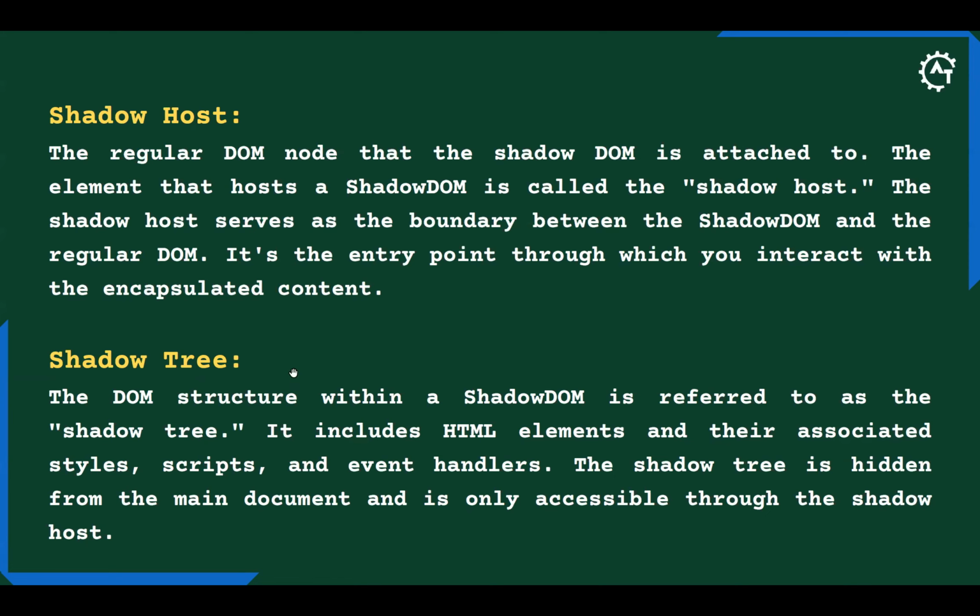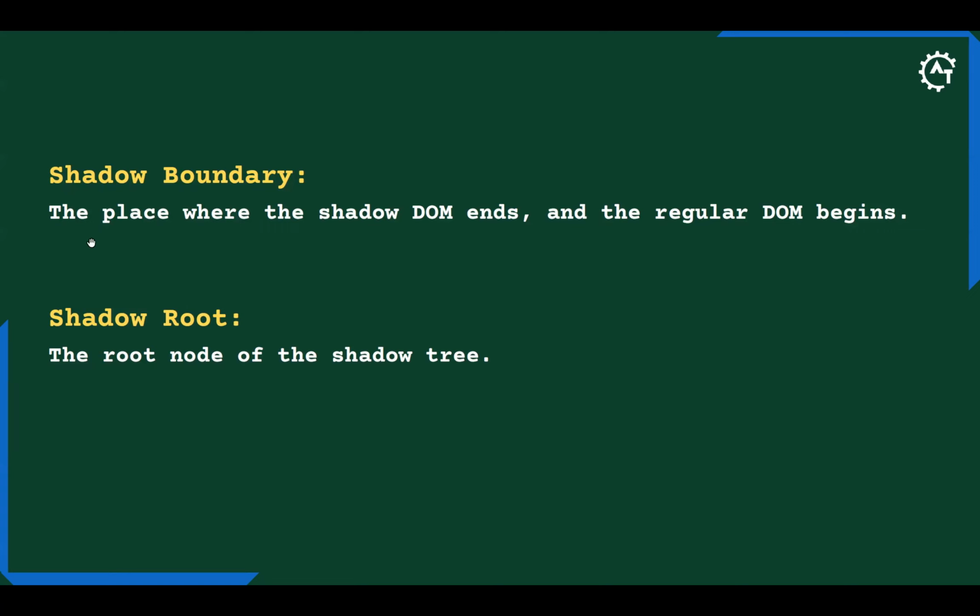So we have multiple elements, right? HTML, body, inside the div, and span tags, input tags, button tags, all these things inside the shadow DOM are called the shadow tree. Shadow boundary: the place where the shadow DOM ends and the regular DOM begins. Shadow root: the root node of the shadow tree. There is a root for every DOM. Normally the root of every normal DOM is the HTML tag. The same way here also you will have a shadow root.